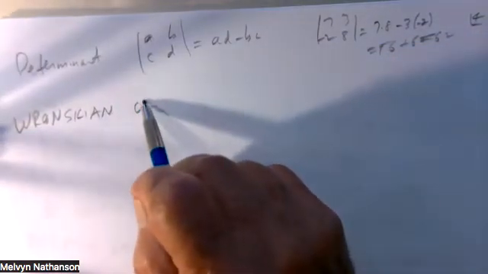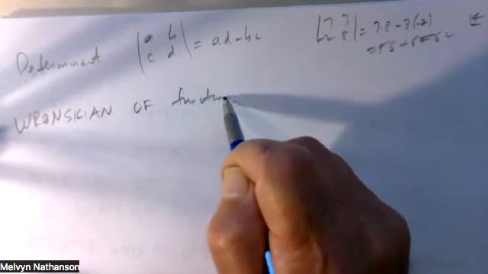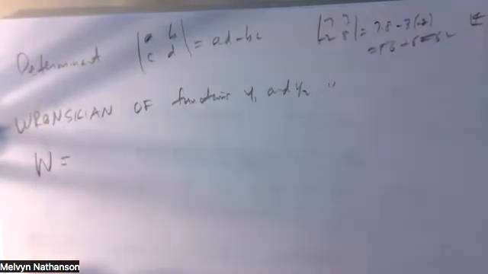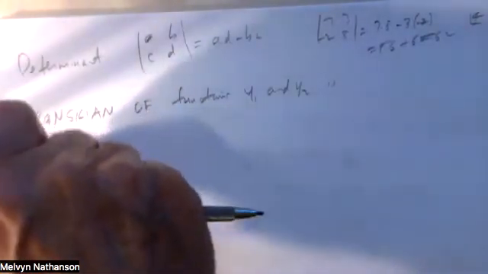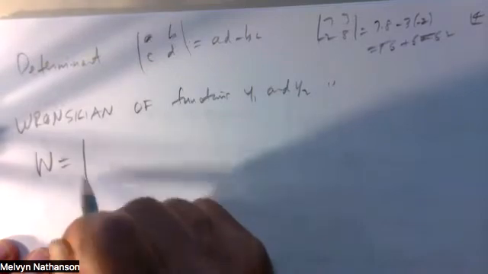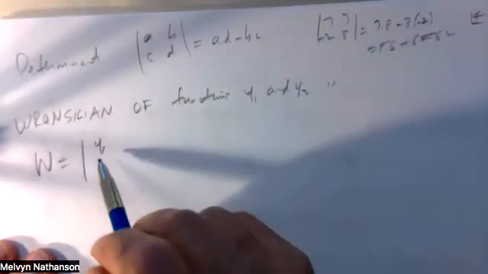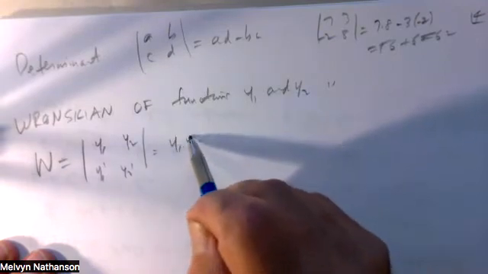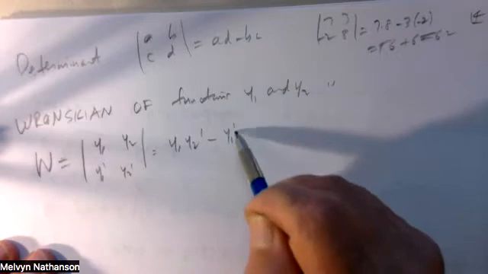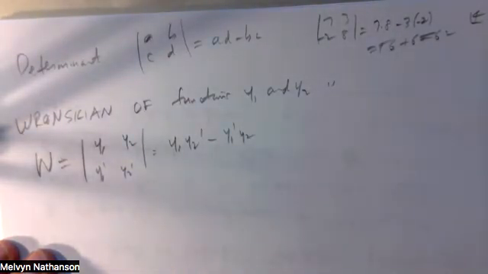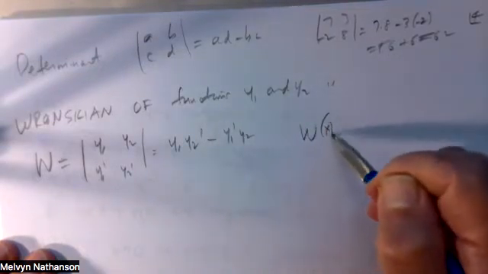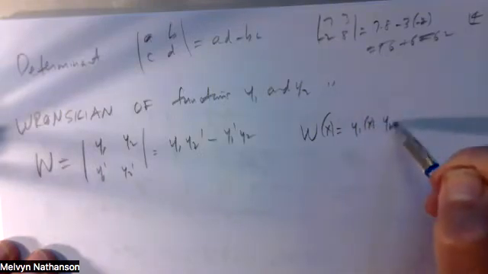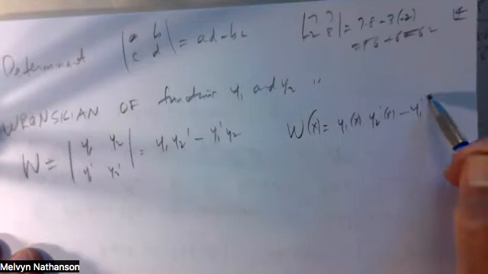And what is called the Wronskian, with a W, of functions y1 and y2 is this number W. It's a function of x. Let me write it in two ways. So W is a 2x2 determinant. The first row is y1 and y2. The second row are the derivatives of y1 and y2. So this means y1 y2 prime minus y1 prime y2. Or as a function of x, W of x is y1 of x, y2 prime of x minus y1 prime of x, y2 of x, right?